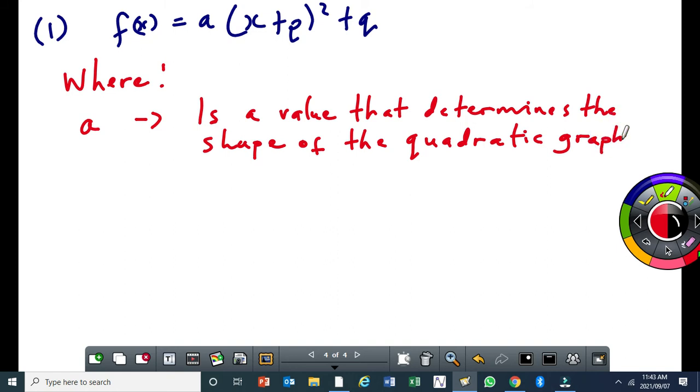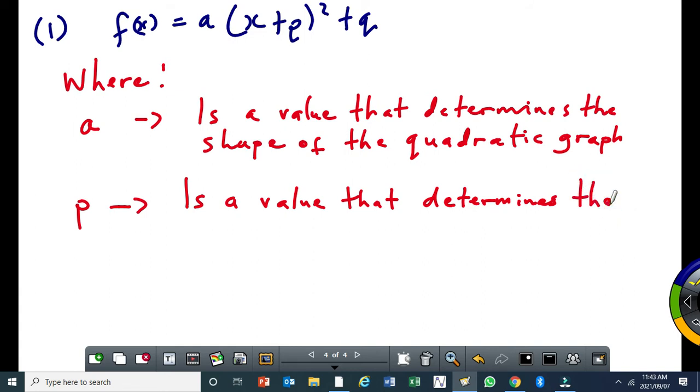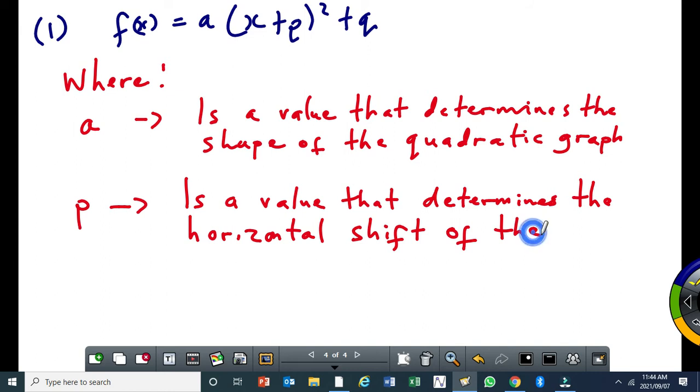Okay, so that's the A. Let me put that away, please. Then P, that's a new one now. P is a new one. It's a value that determines the horizontal shift. The horizontal shift, I'm going to talk about this separately. The horizontal shift of the graph.